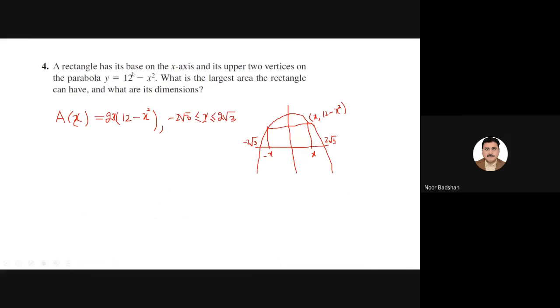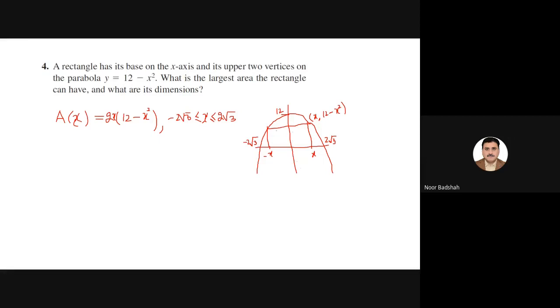A rectangle has its base on the x-axis and its upper two vertices on the parabola y is equal to 12 minus x squared. What is the largest area the rectangle can have and what are its dimensions? So if we approximately draw that parabola, it is 12 minus x squared. So this point will be 12. So this is basically the graph of minus x squared, which is 12 units shifted upward.